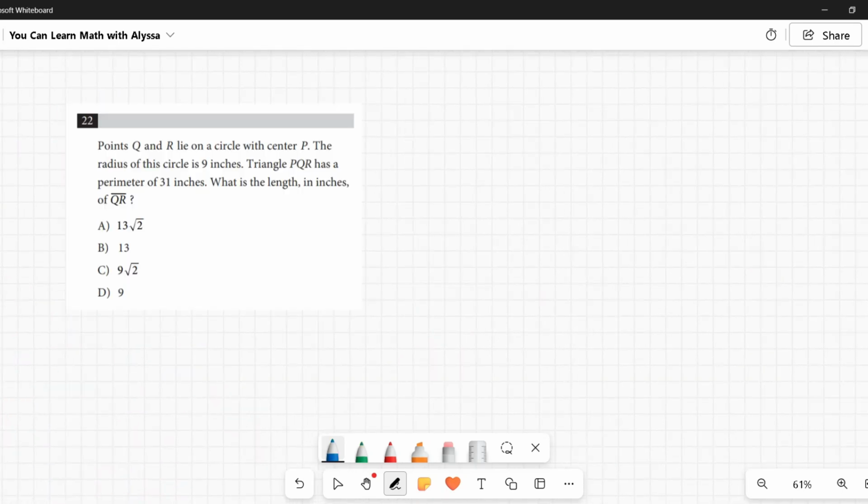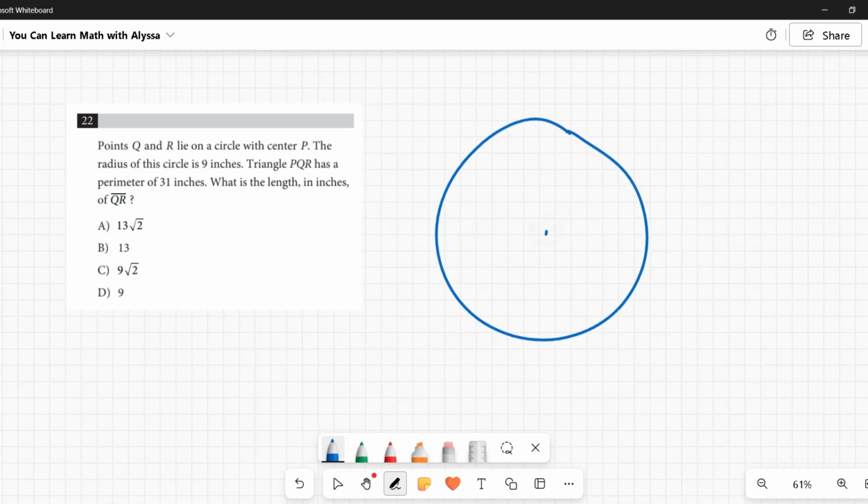Number 22. Points Q and R lie on a circle with center P. Okay, so this is not to scale, but I'm just making a little drawing for myself. All right, so the center is P, and there are points Q and R on a circle. Okay. The radius of this circle is 9 inches.